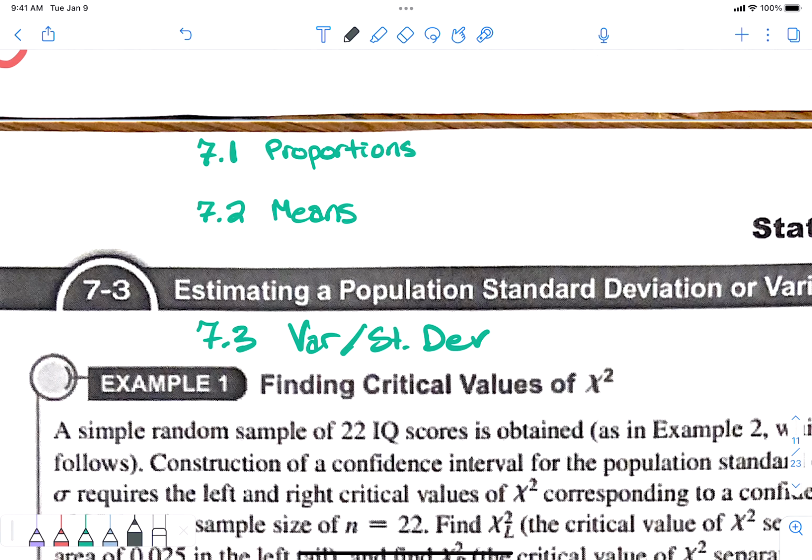All right, hey people watching this video, this is 7-3 notes. We're going to get through the first couple of examples, but before we move on to 7-3, because this is the last section, I want to review 7-1, 7-2, and what those looked like, okay?